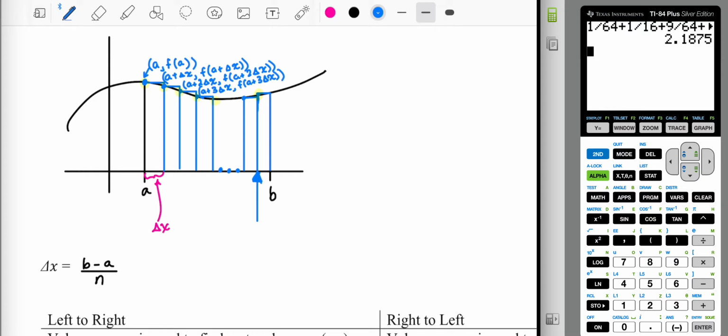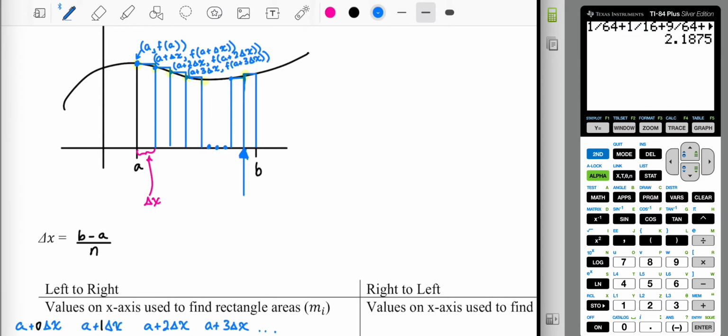All right, so if I were to say a plus n delta x, that would get me all the way to B, right? Because I'd have n rectangles, and I would span that distance. But what I need to have is n minus 1 of those delta x's.